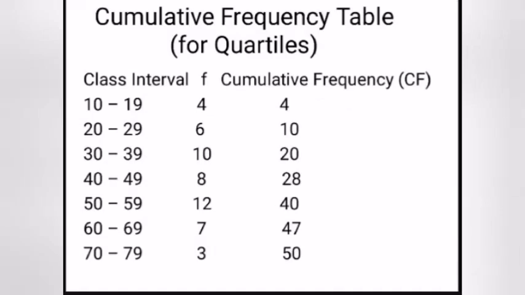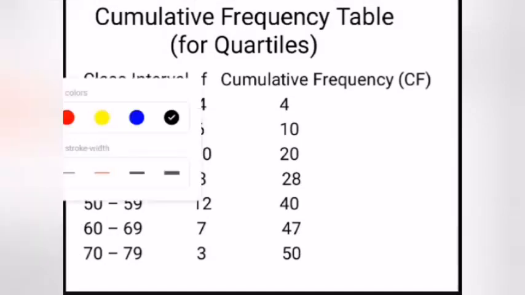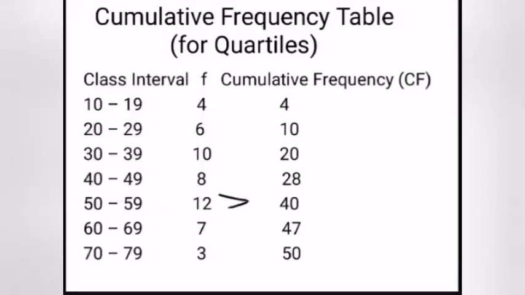F1 is the frequency of the modal class. That's 12. Then the frequency before the modal class, that's F0, F0 is 8. Then the frequency after the modal class, that's F2, is 7.